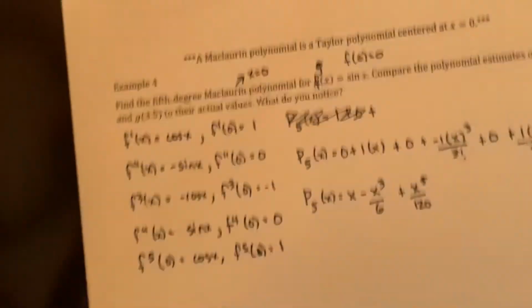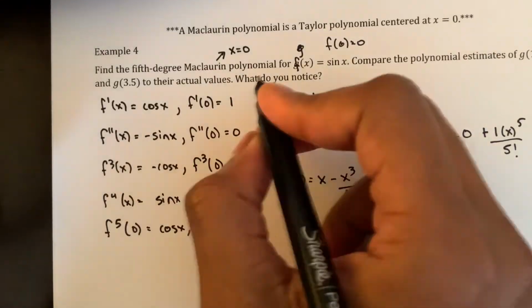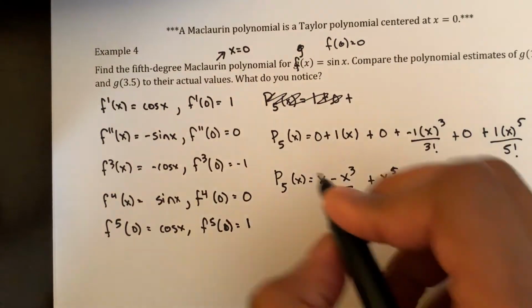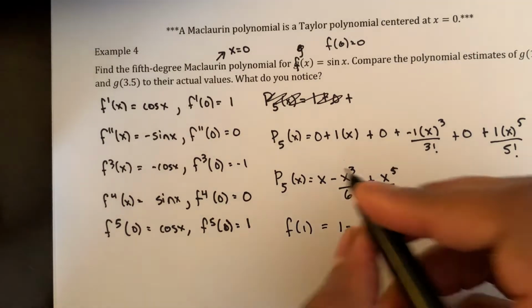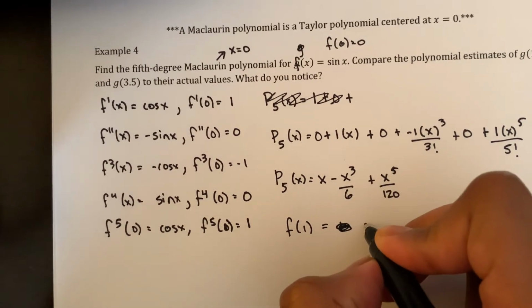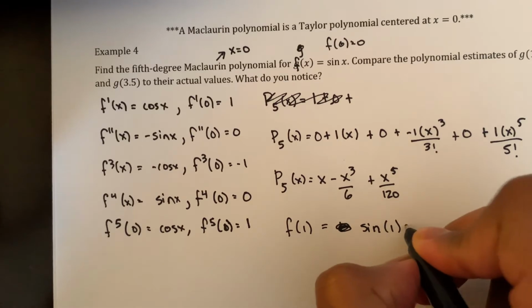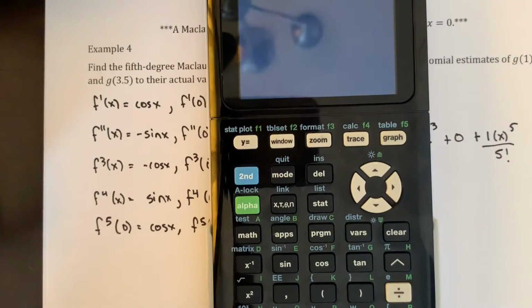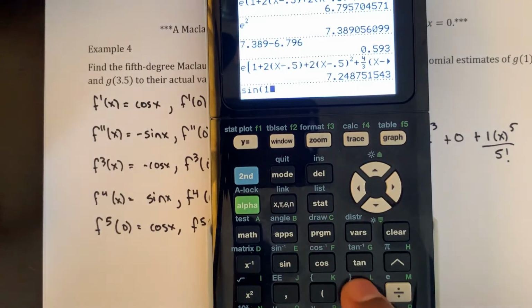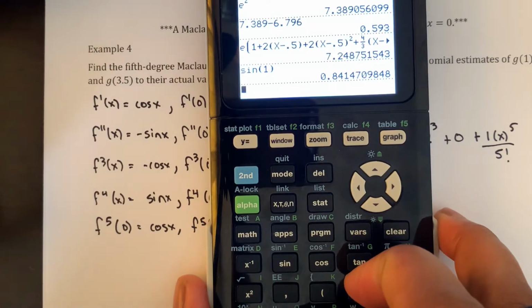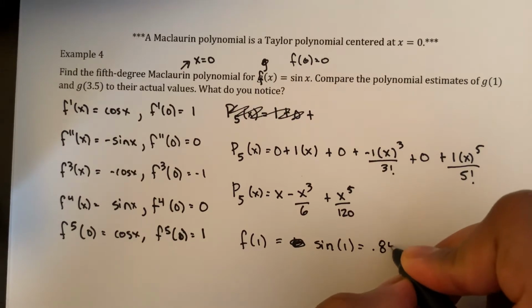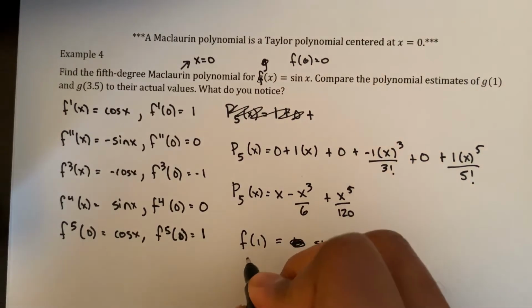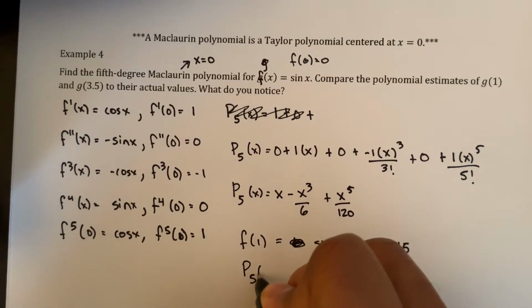And what we are approximating is g of 1. Well, I guess f of 1, since I wrote f's all over here. So f of 1 is the sine of 1 in radians. So the sine of 1 is 0.8415. And P5 of 1 is, let's find out.